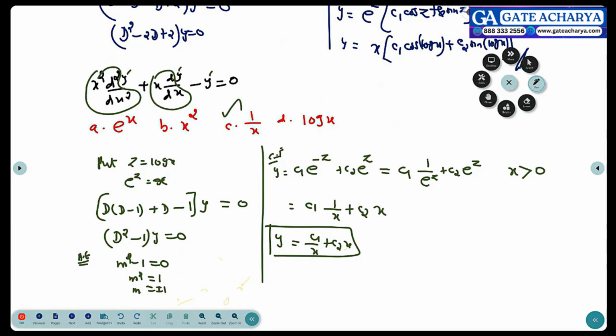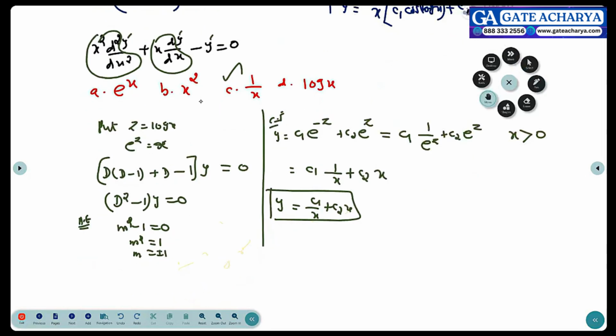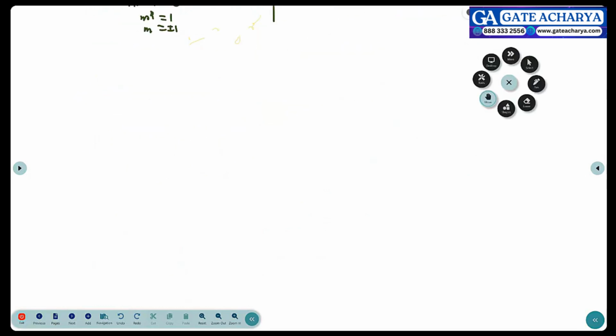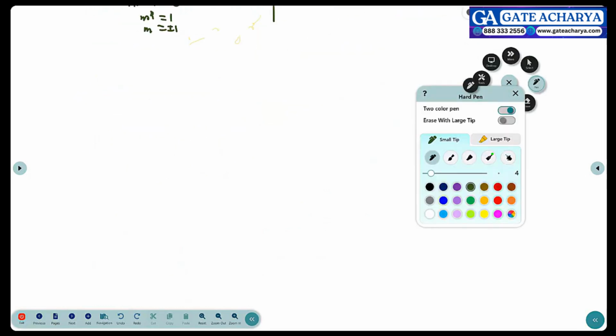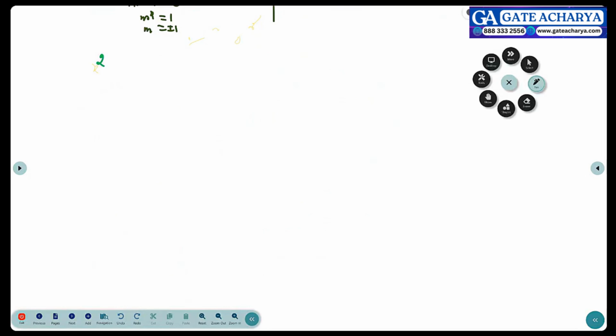It is a GATE 2012 question. Consider the differential equation x square d square y by dx square plus x dy by dx minus 4y is equal to 0.